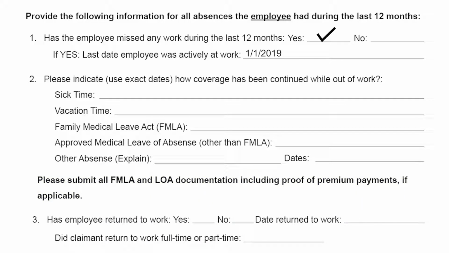You will need to submit the leave of absence policy for your company. This is so that the stop-loss carrier will be able to see that policies for any absences are being followed. All absences should have documentation to prove what is written in question number 2. Question number 3 asks if the employee has returned to work. If the answer is yes, the employee is actively at work, fill in the date they returned from their latest leave and if it was on a full-time or part-time basis. If you answer no to this question, you will not need to fill in the date returned.